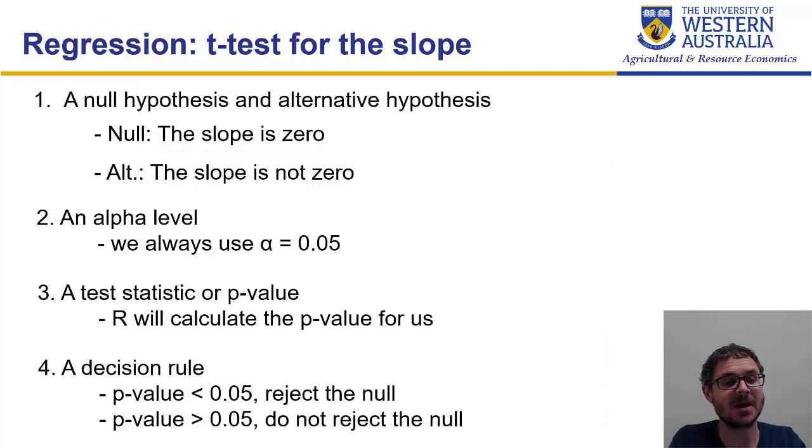So how are we going to set up our test? Our test is going to be that the null, the slope, is equal to 0. The alternate, the slope is not equal to 0. Alpha 0.05.